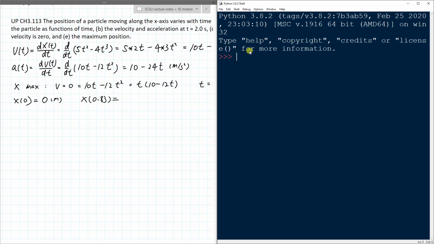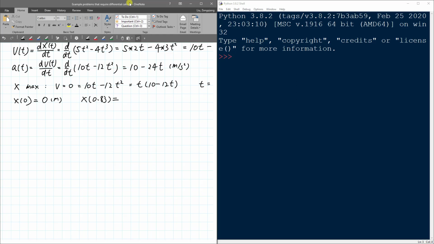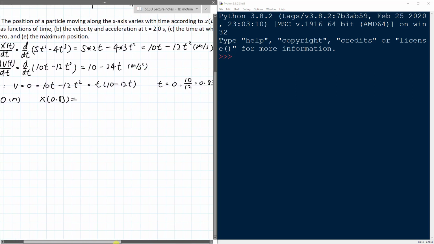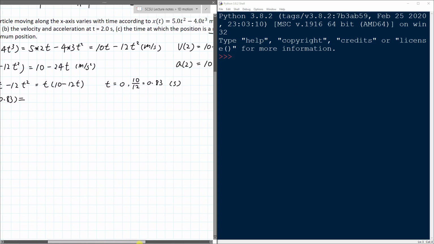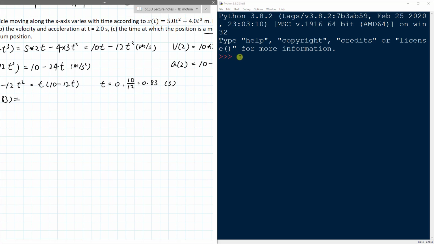So what I need to do is to calculate this expression when t is equal to 0.83. So let's say t is equal to 10 over 12 to maintain some high accuracy. And then we'll calculate 5 times t squared. So the double multiply means to raise to a power of 2. And minus 4 t cubed.